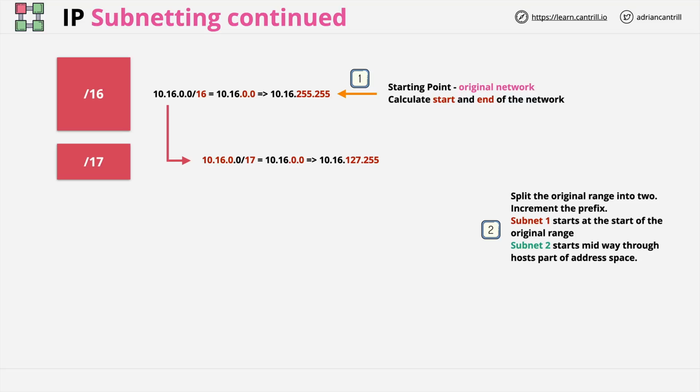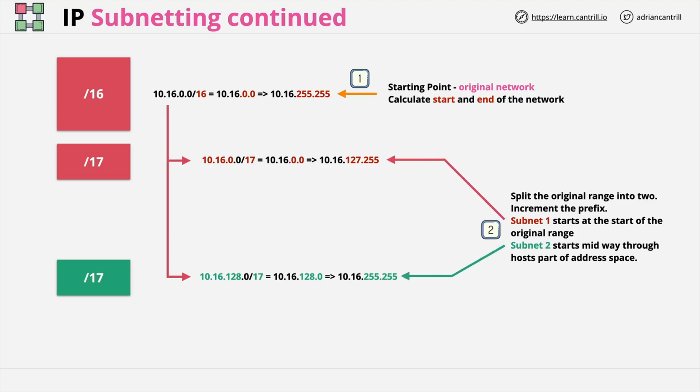So 10.16.0.0/17 means 10.16.0.0 through to 10.16.127.255. The second smaller network starts at the midpoint, so 10.16.128.0/17. So this starts at 10.16.128.0 and it ends at 10.16.255.255. You've split the original /16 into 2. You've created 2 smaller /17 networks, each of which occupies half of the original address space.